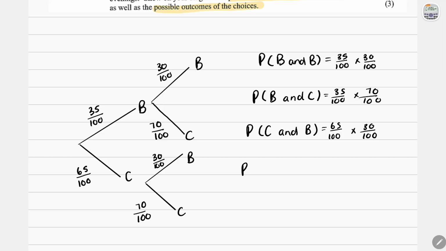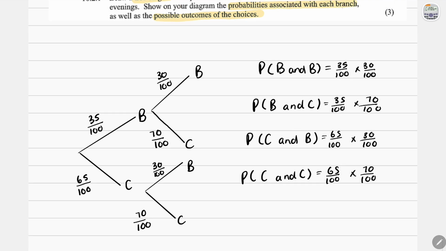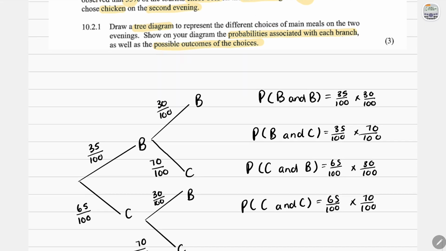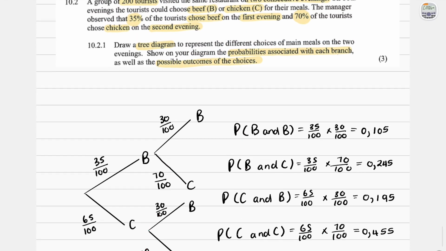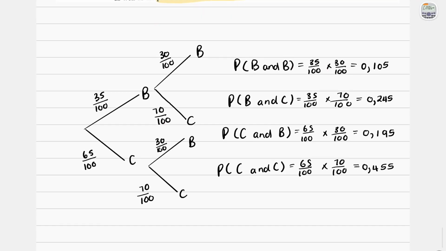And then the last outcome we can have is that they chose chicken, and then they chose chicken as well. So chicken on the first evening, chicken on the second evening. So that is 65 over 100 multiplied by 70 over 100. And these are the outcomes. I guess you can put these values here as well, but they're probably going to ask you questions on this too. Okay, so that is our answer. And moving on to the next question.